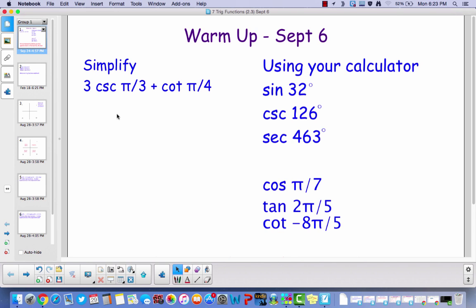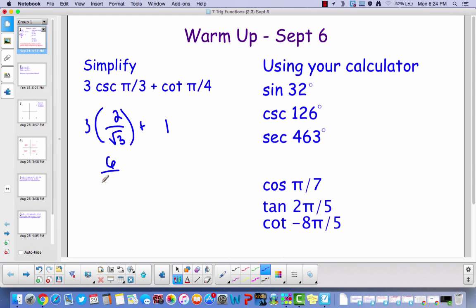First of all, with this cosecant, remember that cosecant of pi over 3 is 1 over the sine. Sine of pi over 3 is the square root of 3 over 2, so 1 over that would be 2 over the square root of 3. And then we need to multiply that by 3. Cotangent of pi over 4 is the reciprocal of tangent of pi over 4. Tangent of pi over 4 is 1. The reciprocal of 1 is still 1. So we could write this as 6 over the square root of 3 plus 1.